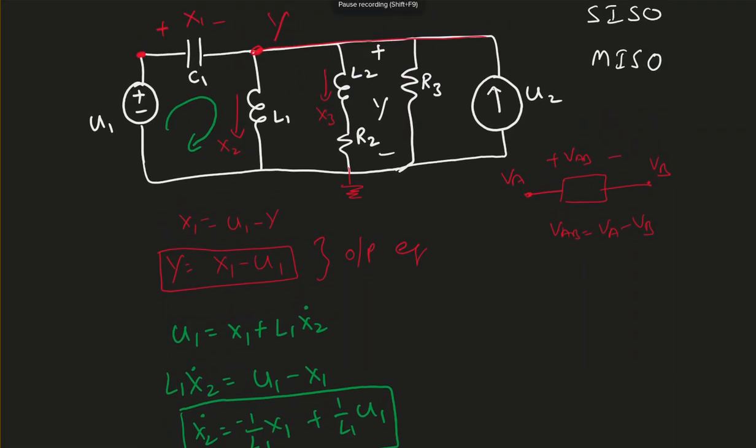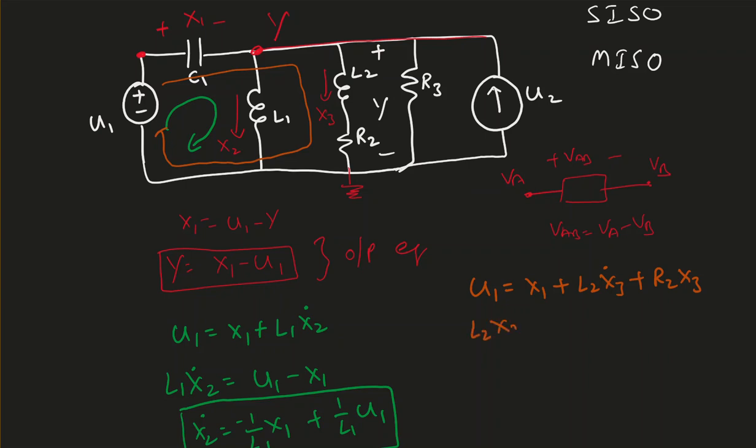Now I'm going to apply KVL in this loop. How did I come up with this idea? It's just with experience and with practice. So I'm going to start with U1. U1 equals X1 plus L2 X3 dot plus R2 X3. Excellent. So here I have X3 dot equal to something in terms of X1, X2, X3 plus U1 and U2.